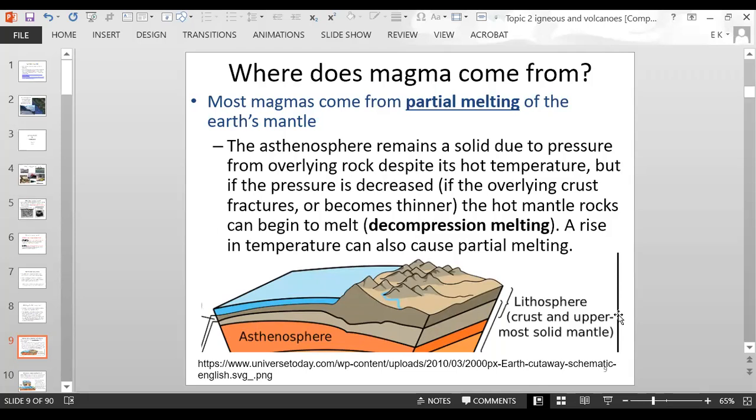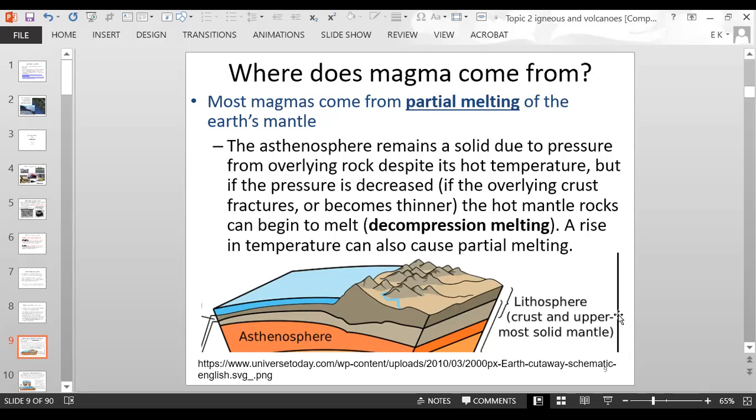Now, if you were to start having cracks in the lithosphere, or if the lithosphere started to become thinner for different reasons, which we'll talk about when we do plate tectonics, then you start to partially melt some of the minerals in the asthenosphere. That's called decompression melting, okay? Because you're starting to release some of the pressure that's on the asthenosphere, allowing it to start to melt. But again, partial melting is because some minerals melt at different temperatures than others.